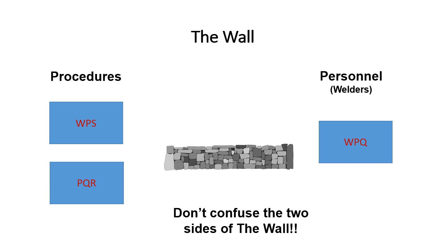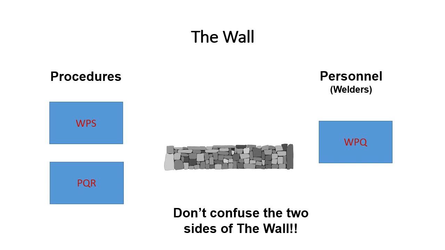The wall. In between procedures on the left, we've got welding procedures and PQRs on one side, and we've got welder qualification, which is personnel, on the other. We don't cross-pollinate these. We don't use one part of the code that works for procedures and then use it for personnel. Two totally different animals we're talking about. Two totally different universes, continents, whatever. Jars, buckets, they're totally different.